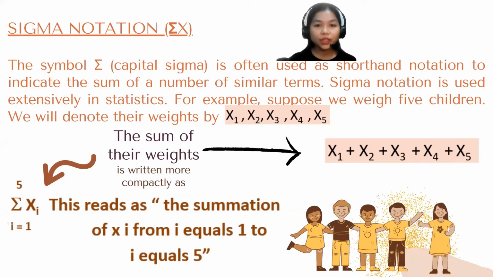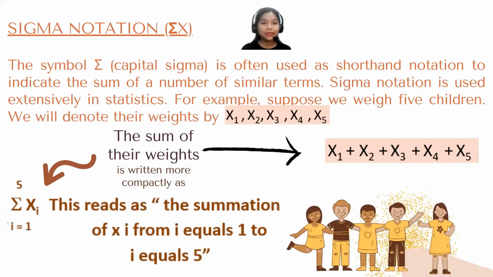So another definition is that the symbol sigma, or the capital sigma, is often used as a shorthand notation. Again, this is what I am telling you earlier, to indicate the sum of a number, and this number is, of course, of similar terms. In my previous discussion, I've mentioned to you that summation notation makes it easier for us to add those terms because they all actually have patterns. And aside from that, sigma notation is used extensively in statistics.